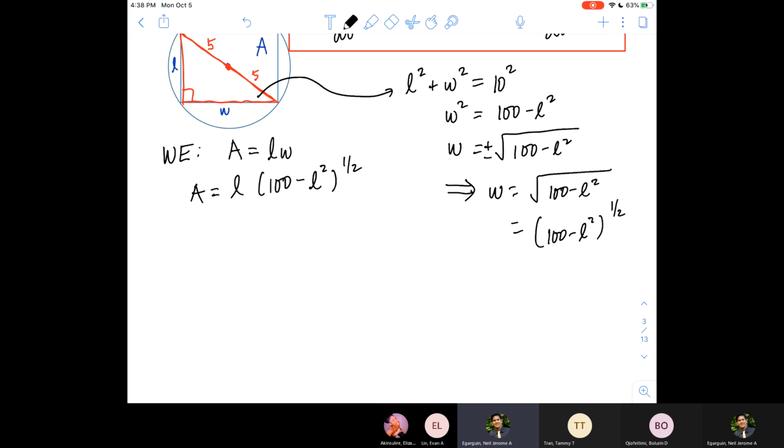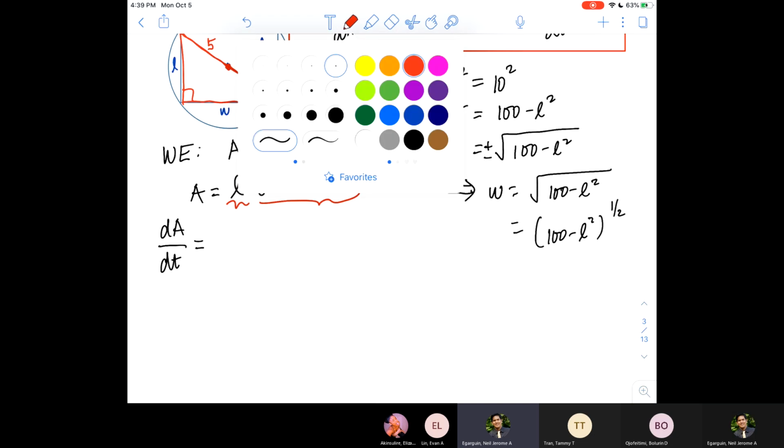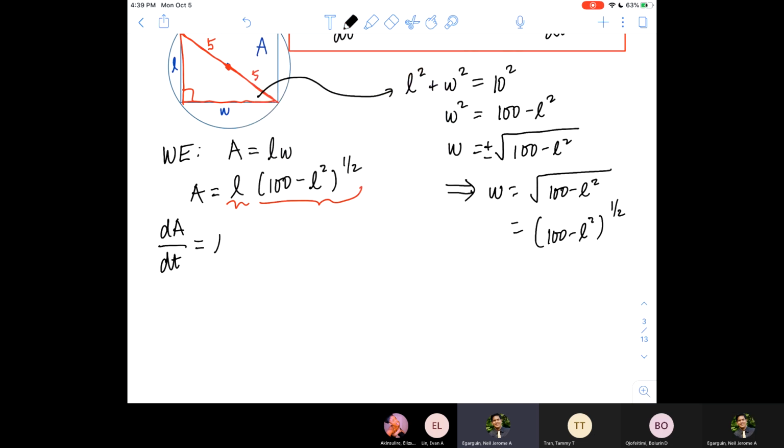So we differentiate both sides with respect to t. On the left, I'm going to have dA over dt. Here, it's a product of L and this power, right? So I need to apply the product rule. I'll copy the first, and I'll differentiate the second factor, which is 1/2 something raised to the negative 1/2 times the derivative of the something, which is negative 2L dL over dt.